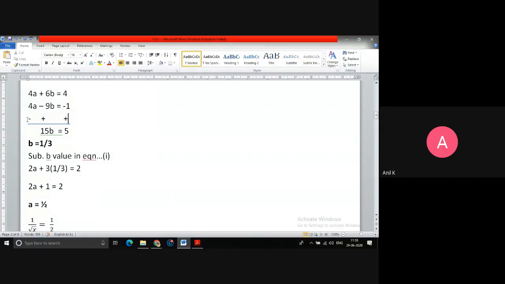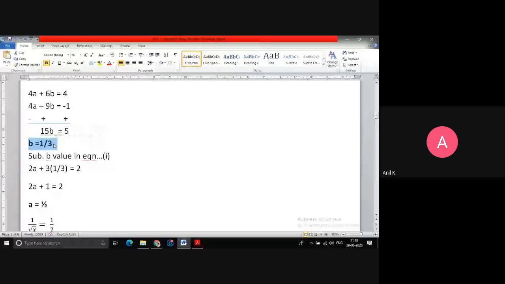So 4A and minus 4A both get cancelled. 6B plus 9B is going to be 15B. 4 plus 1 is going to be 5. Therefore, B value is 5 by 15, that is 1 by 3.